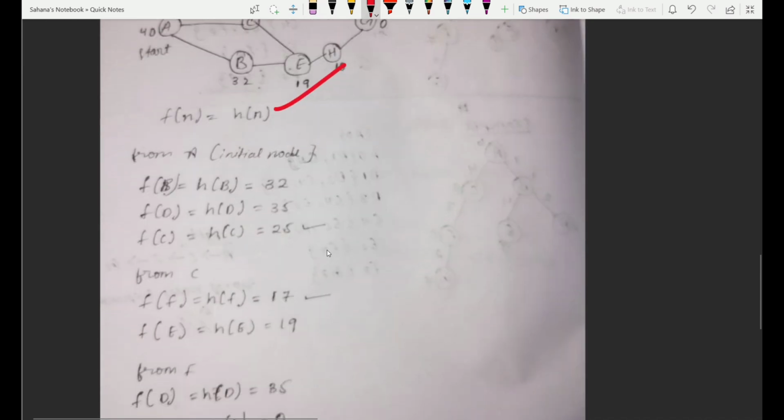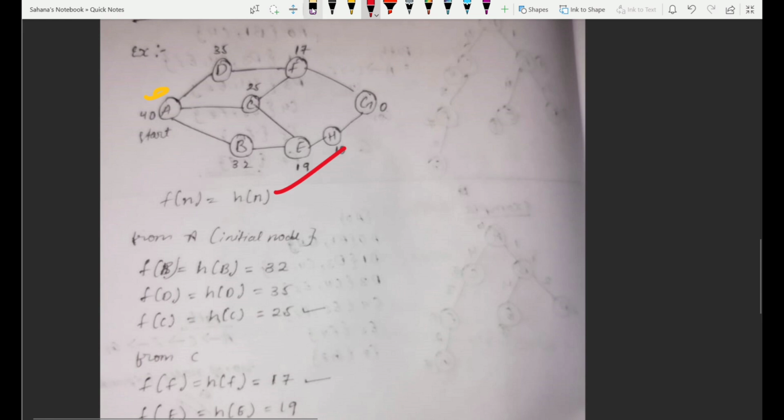Now we'll see one example of greedy best first search. In this example, A is the start node and G is the goal node. How can you tell G is the goal node? Because it has the heuristic value 0. In greedy best first search, f of n equals h of n, that is, the evaluation function equals the heuristic function. First we start with the root node. Here A is the root node, and its heuristic value is 40.